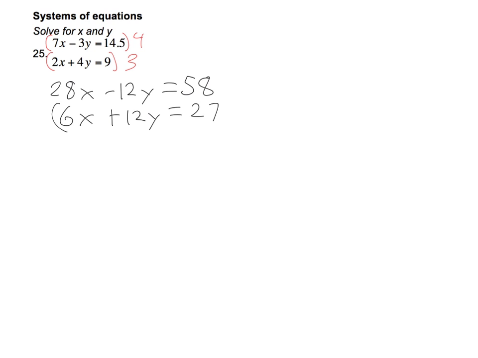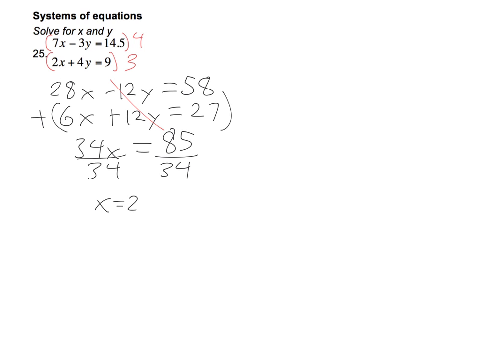Now I'm going to add the entire equation here, and so what I end up getting is 34x. The y's cancel out there, and that's going to be equal to 85. I divide by 34, and I find that my x is going to be equal to 2.5. Once I know x, I can then use that in either equation to solve for y.